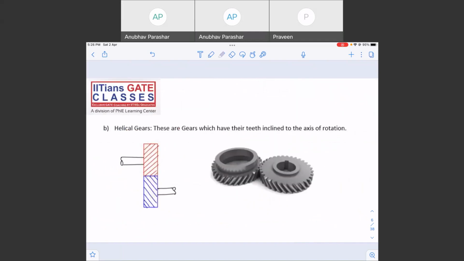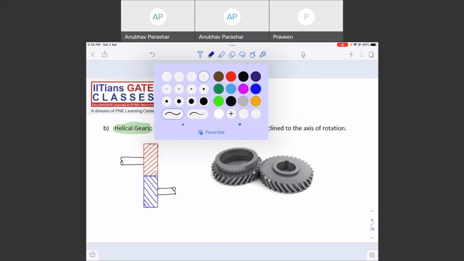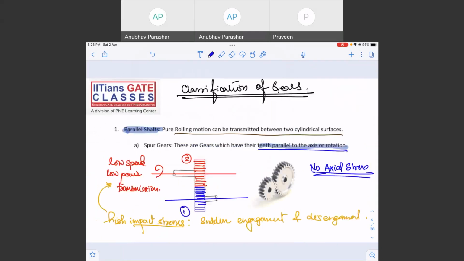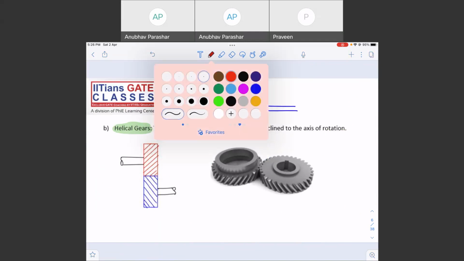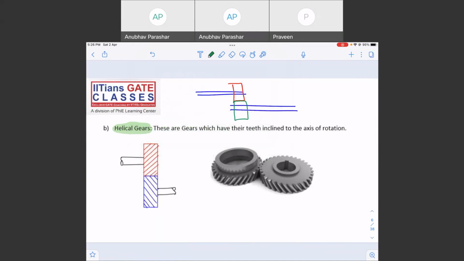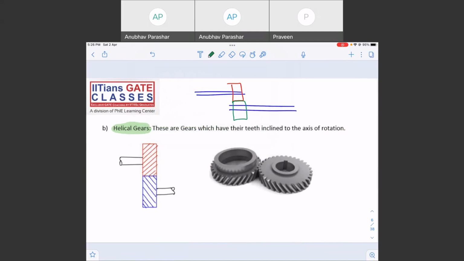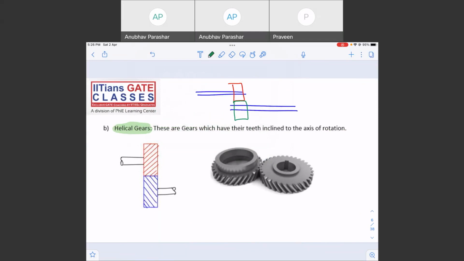The second type of gear is the helical gear. What we are discussing here is gears that will be mounted on parallel shafts. If the two shafts we are using are parallel to each other, and we are using two gears here, let me say this is gear number 1 and this is gear number 2, what are the different types of gears we are going to use? We are going to use spur gear or helical gear.